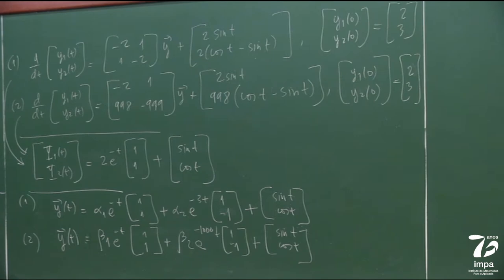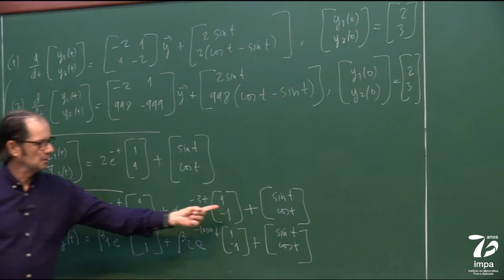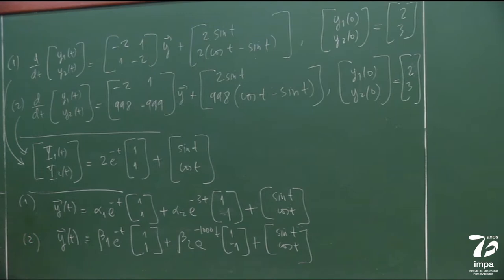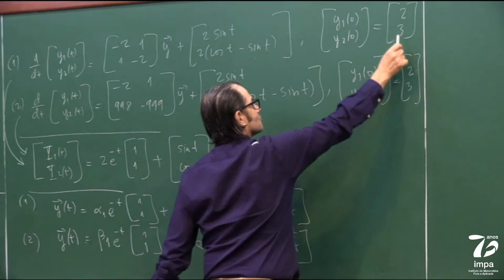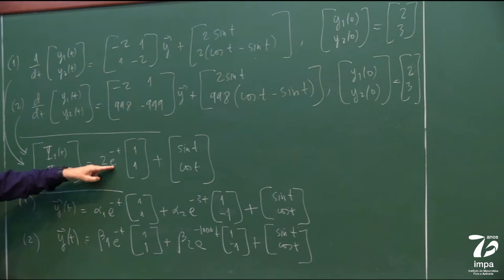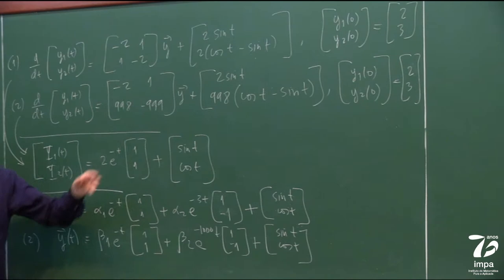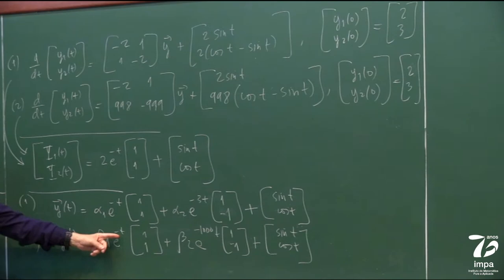This is the general solution, right? Homogeneous part, particular solution, homogeneous part, particular solution. The particular solution is the same, we see it here, no surprise. And what is nice about the design of this problem is that the initial conditions, which are the same, both switched off one of the modes, one of the eigenvectors. Alpha is 0 and beta is 0 for both cases, right? Because you only see this eigenvalue, minus 1, and the particular solution.